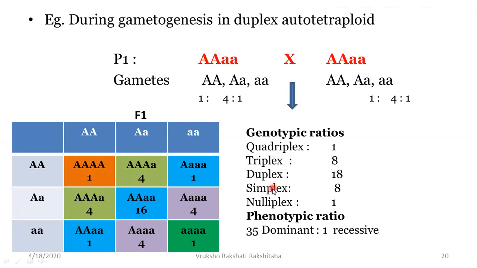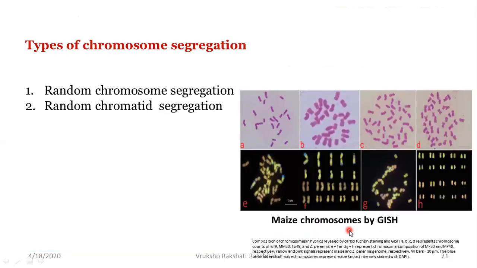And in case of simplex, you can see over here 4 plus 4, that is 8. Then in case of nulliplex, it is only 1. So the genotypic ratio is 1 is to 8 is to 18 is to 8 is to 1. What is the phenotypic ratio? It is 35 dominant is to 1 recessive.